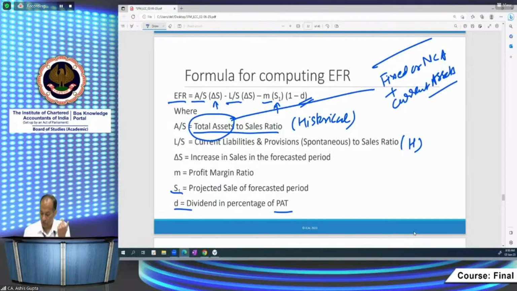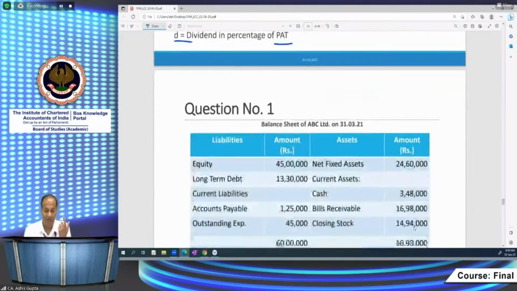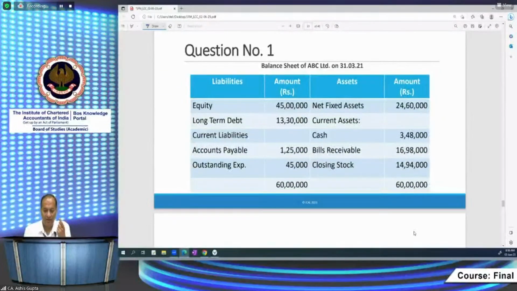Students, let us see how we can do this. I am just discussing with you question number 1. The question shared with you in the assignment may have one or two errors, like the spelling of dividend having been misprinted, but don't worry, we shall host the correct assignment after this class. You can refer to this question. Here the balance sheet has been given to you. The total is 60 lakh.